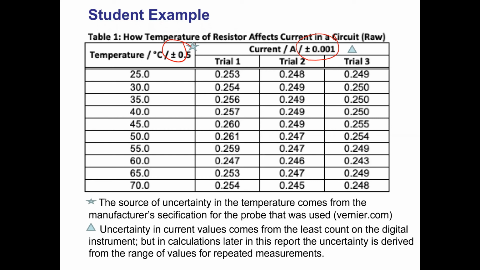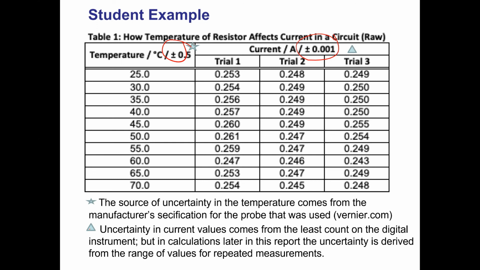Notice there's a little star there and a little triangle there. Under the star, at the bottom, it says the source of uncertainty in temperature comes from the manufacturer's specification for the probe that was used. And again, the website is listed. Next to the triangle, uncertainty in current values comes from the least count on the digital instrument. But in calculations later in this report, the uncertainty is derived from the range of values for repeated measurements. What they did in the triangle one is especially nice, because they've indicated that in this table the uncertainty is based on the least count, but in the future they're going to use max minus min divided by 2 as the uncertainty in any future calculations.